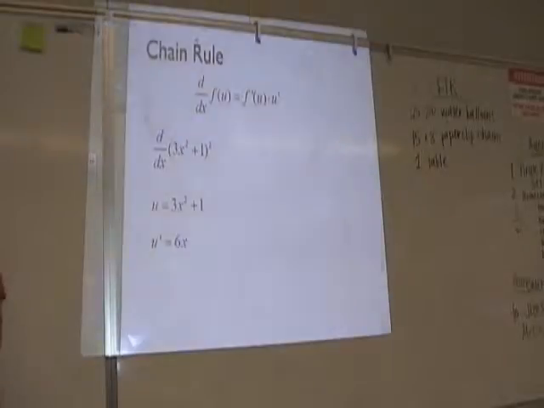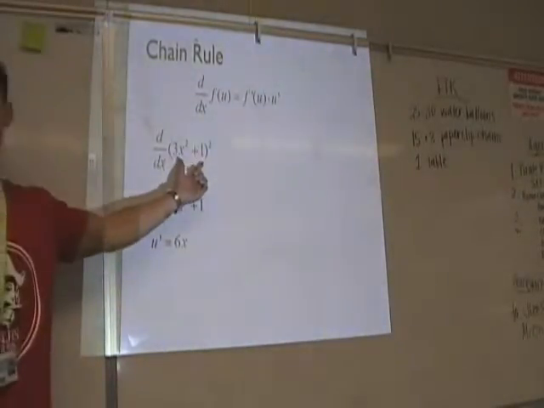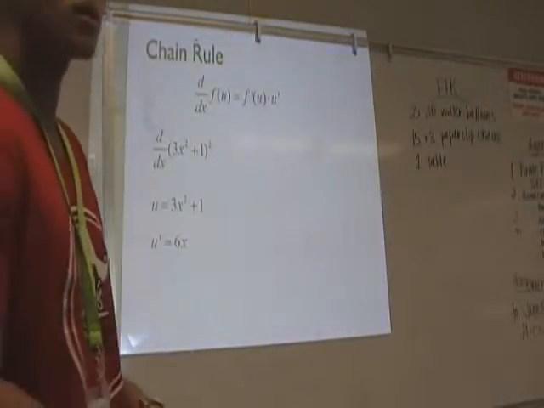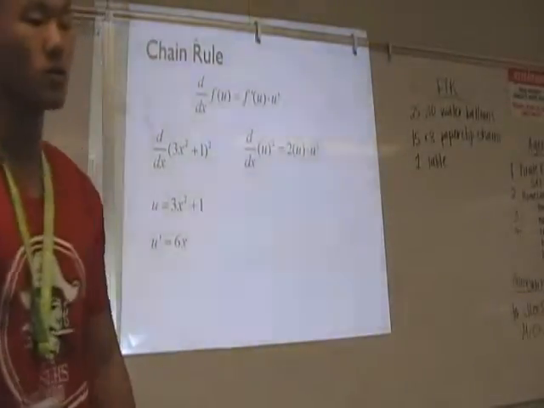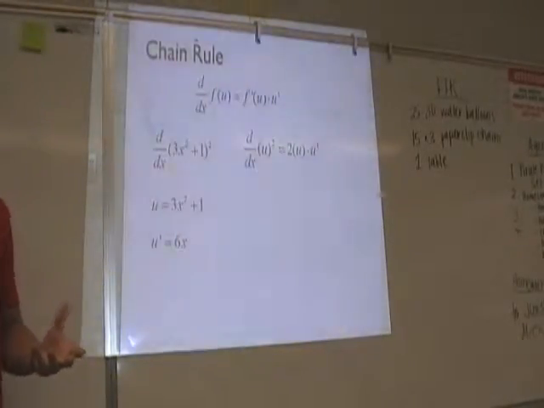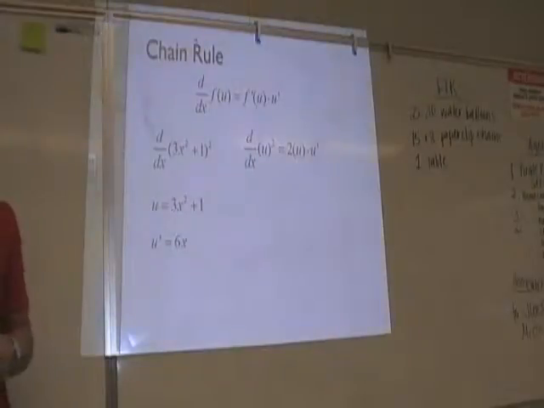Any questions so far? Yeah? How come u isn't the square? Because u is just what's on the inside. Yeah, so now we're really taking the derivative of u squared. That'll make sense, don't worry.